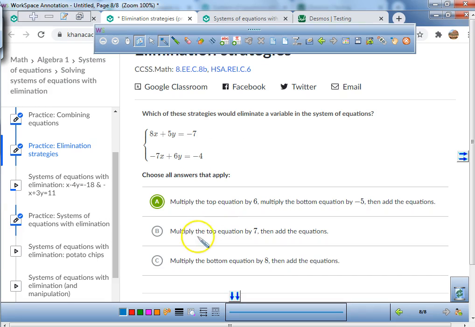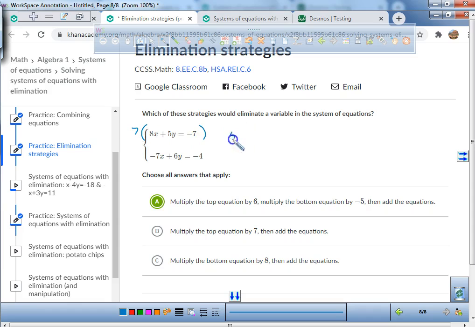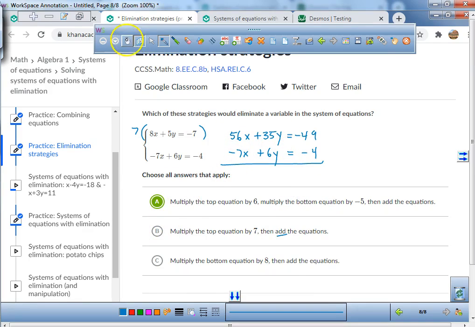Now the next thing I'm going to do is check the next option. It says multiply the top equation by a 7 and then add the equations. Okay, I'll multiply the top equation by a 7. If I do that, I get 56x plus 35y equals -49. If I put the other equation right underneath it, you'll notice nothing's going to get eliminated. If I add these equations together, nothing gets canceled out. So B is not correct.